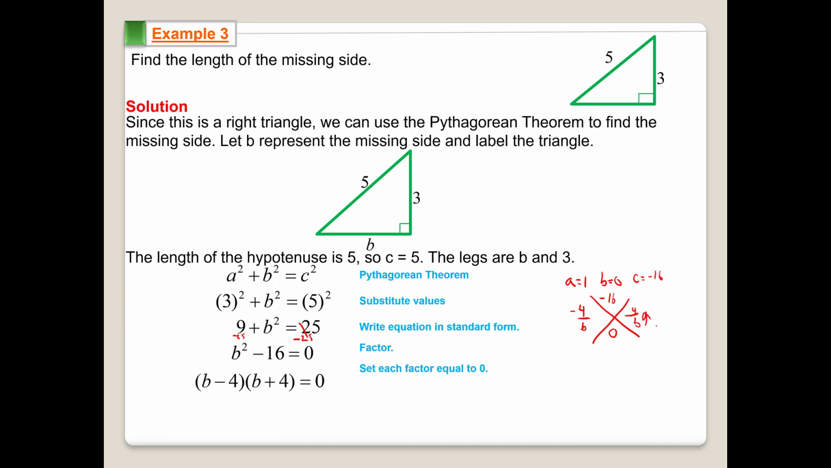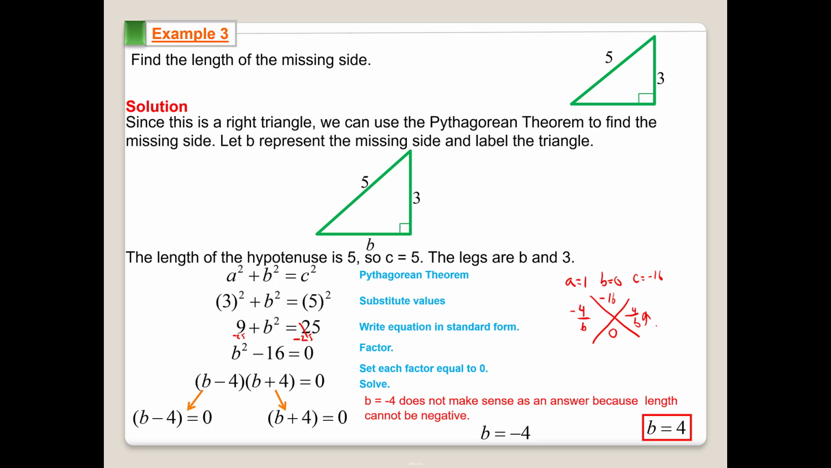Now we can set each factor equal to 0. So we take b minus 4 equals 0 and b plus 4 equals 0. It's exactly what the numbers are in the parentheses themselves. We should get b equals 4 and b equals negative 4. We circled the positive 4, and why is that? Because a negative 4 doesn't make sense in the answer, as the length cannot be negative. You can't have anything less than 0 for a length.